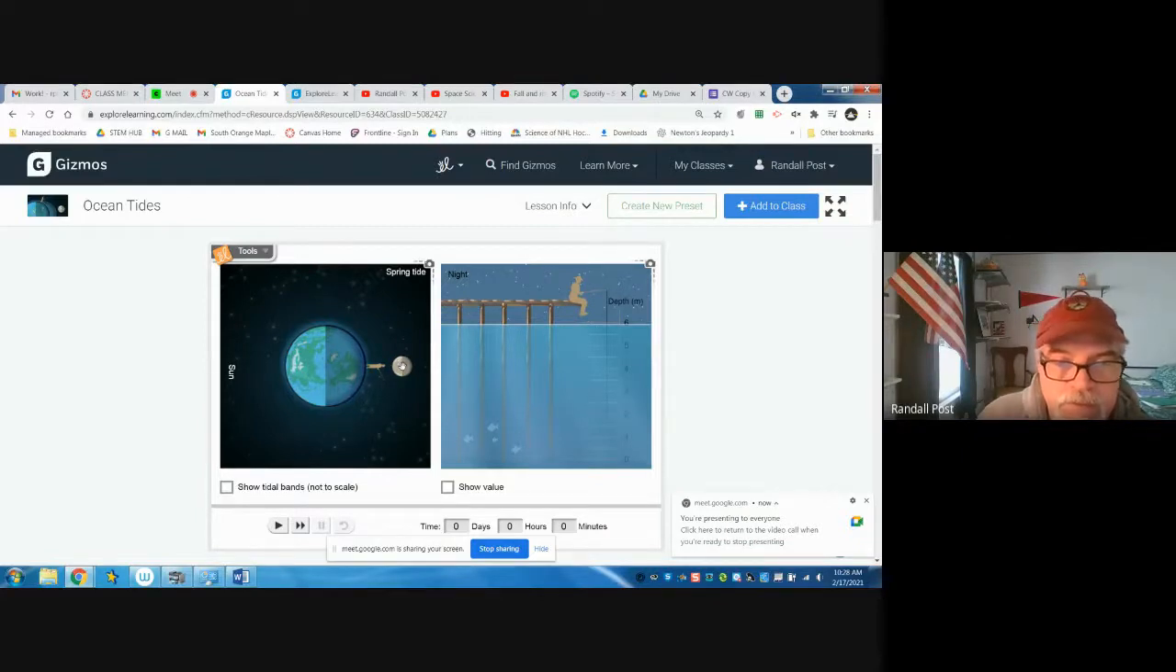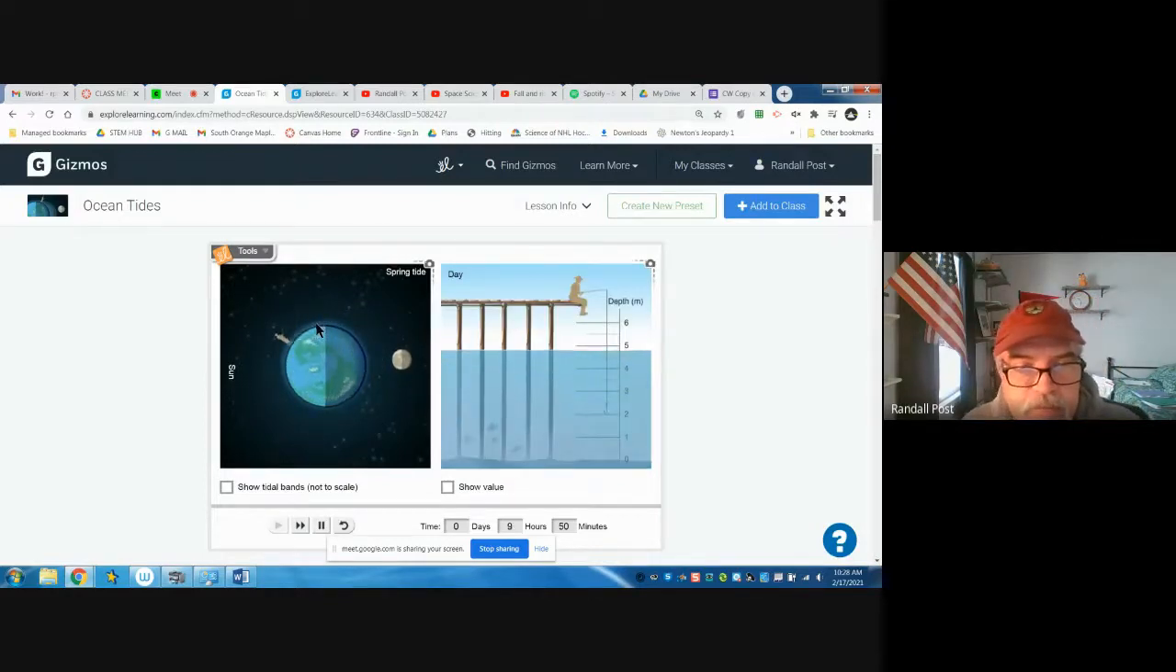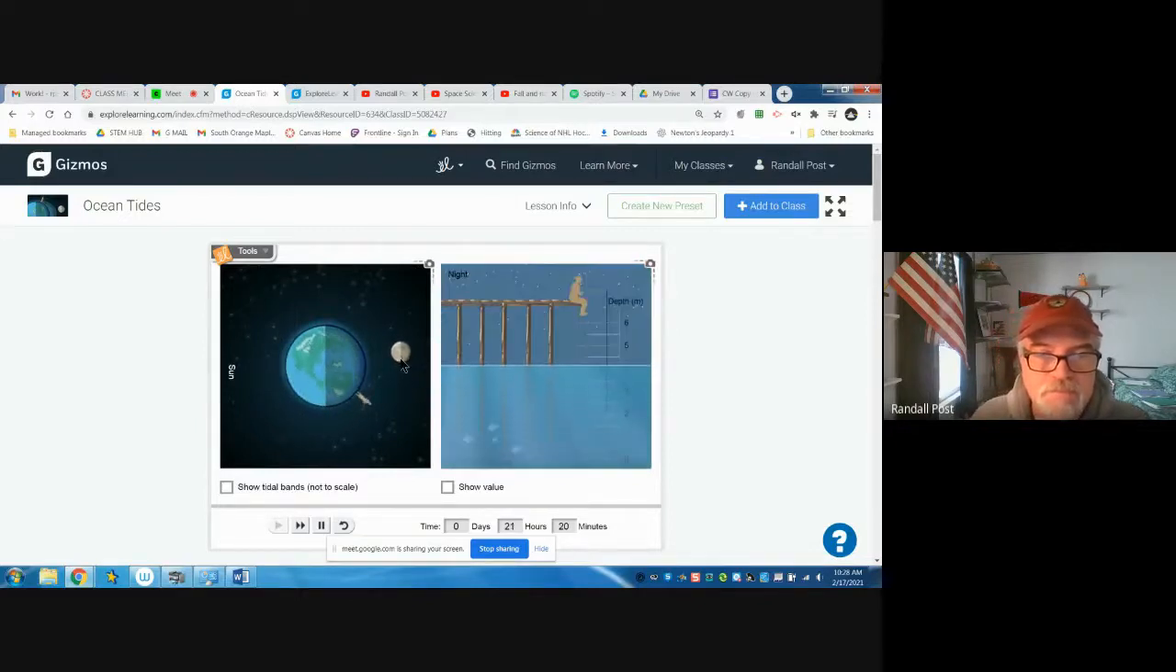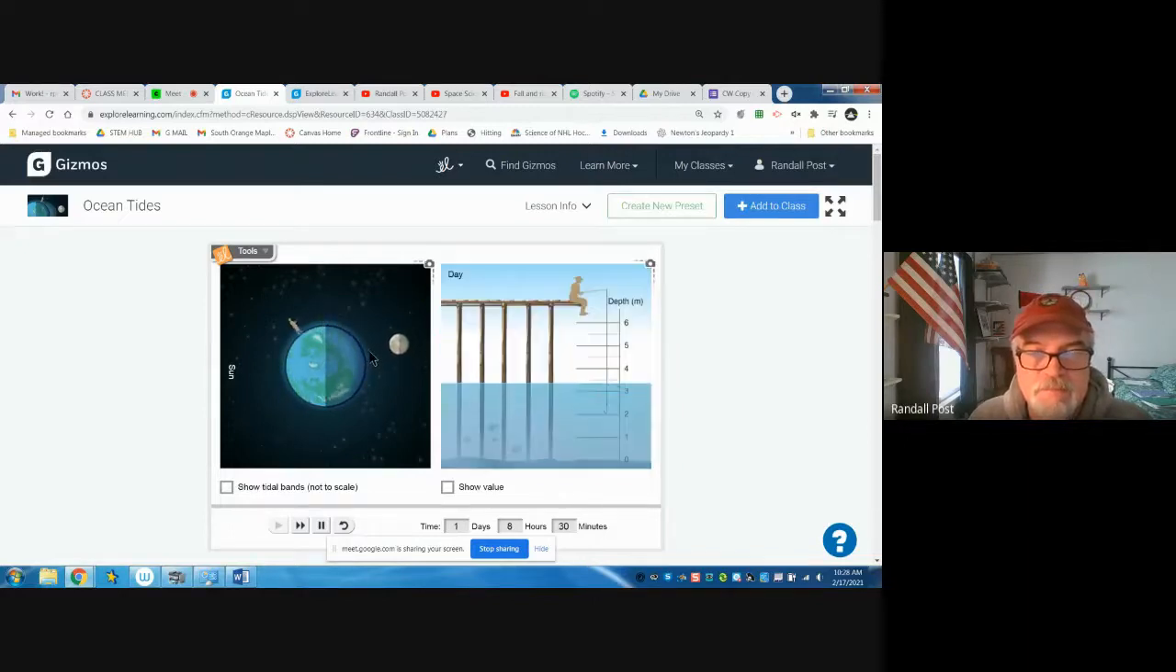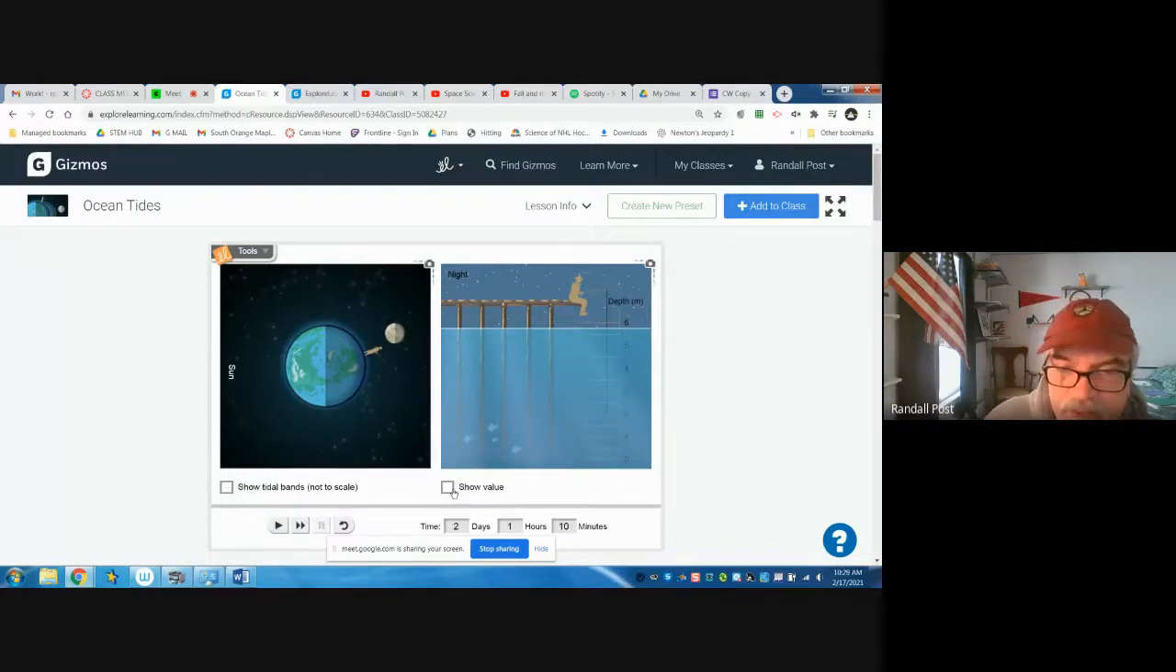And when we click play, we can see the rotation of the earth and the position of the moon. Notice when the fisherman is directly under the moon, that's a high tide. Over here, you can show the values, how deep the water gets, or you can turn that off.